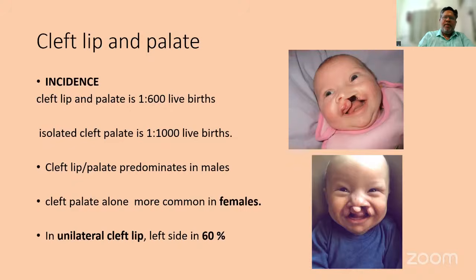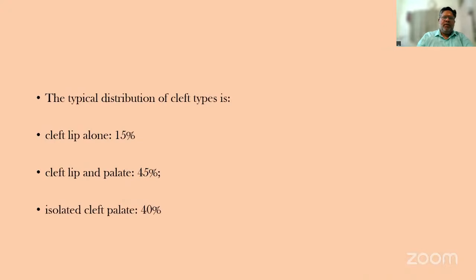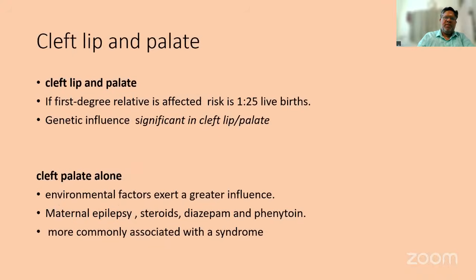The incidence of cleft lip and palate is 1 in 600 live births. The incidence of isolated cleft palate is 1 in 1000. So, cleft lip and palate is more common. Lip and palate predominates in males. Cleft palate alone predominates in females. Most commonly, the cleft is unilateral and on the left side, 60% of the time. The typical cleft lip and palate is present in 45% of cases. Isolated palate is present in 40%, and lip alone is present in 15% of cases.